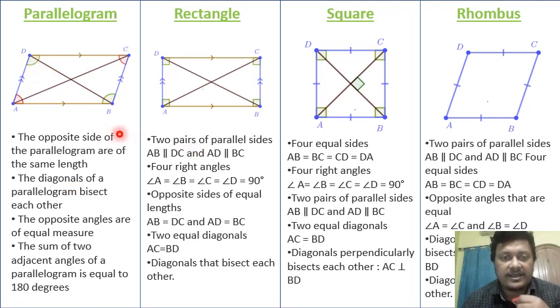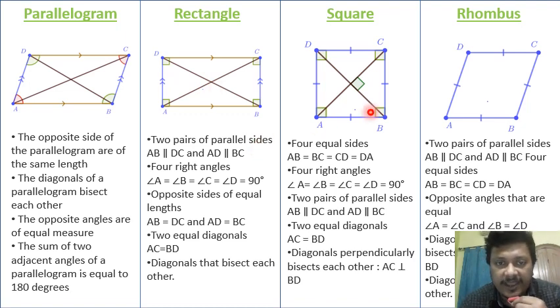Now comes a rectangle. A rectangle is a special kind of parallelogram having four right angles. All the interior angles of a rectangle are right angles. It has one special property: the diagonals of the rectangle bisect each other. Here the diagonals AC and BD bisect each other.